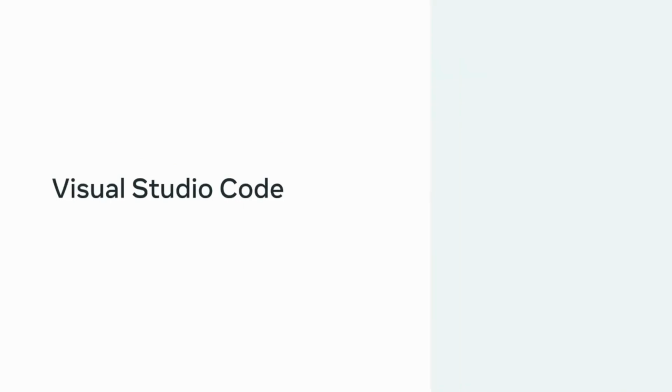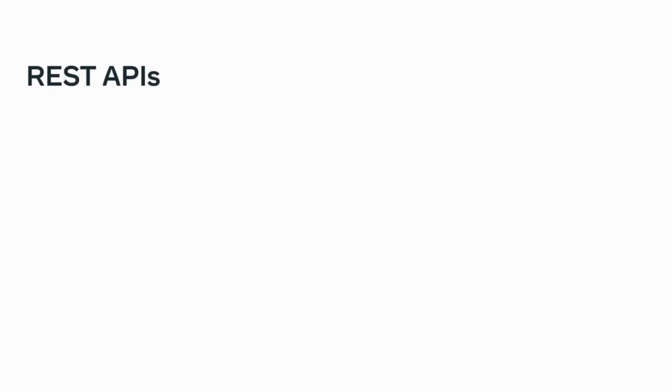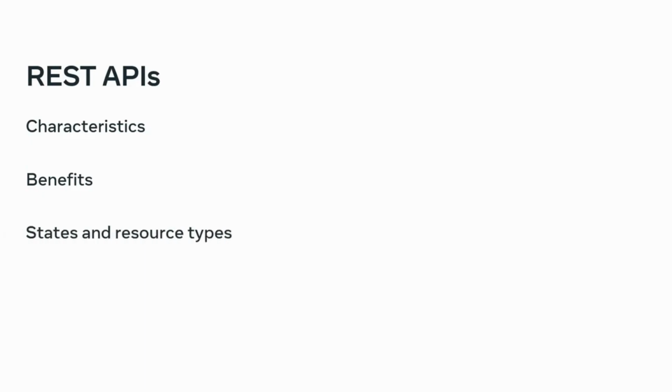You will learn how to set up Visual Studio Code and configure it with all the necessary extensions, and you'll also learn how to use a packaging tool like pipenv. When it comes to REST APIs, you will learn about their key characteristics, benefits, states and resource types, as well as the API request lifecycle.